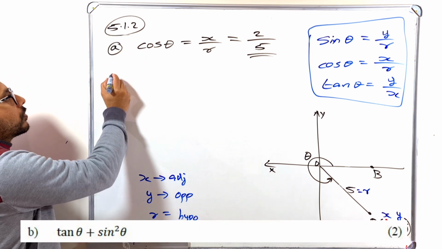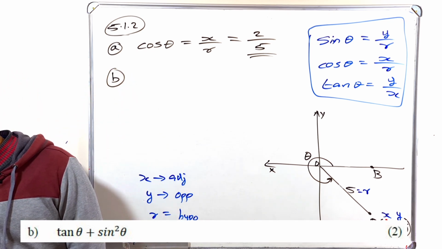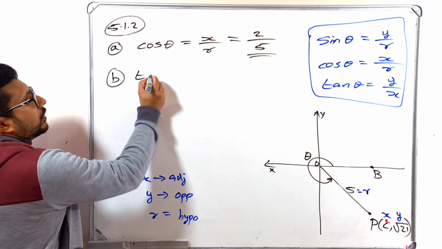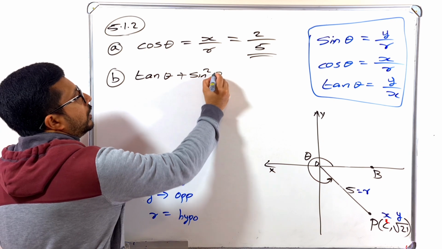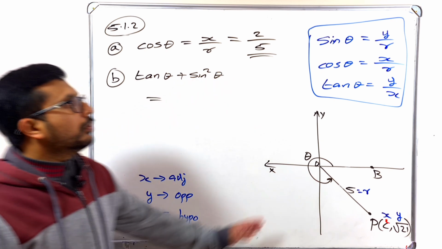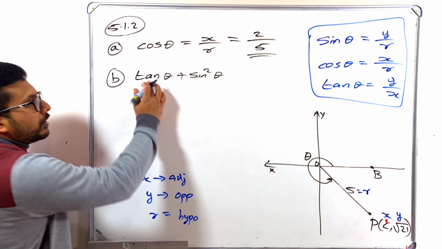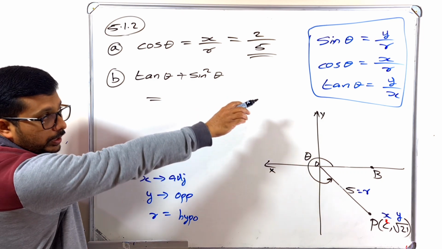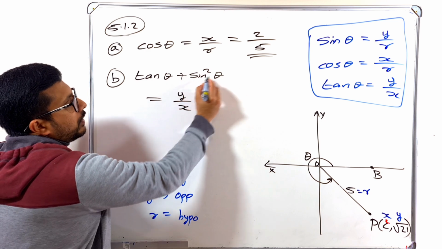Now the next question, B. The question is tan theta plus sine square theta. The same applies here. The only thing is you have to know the definitions, then just substitute. What is the definition of tan theta? Y over x. So it is y over x plus sine square theta.